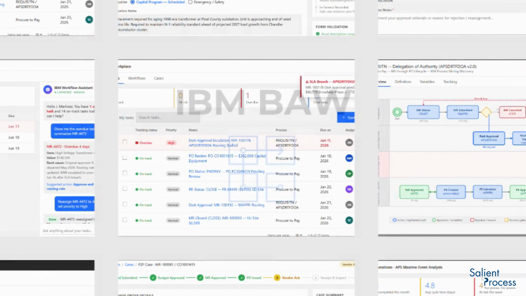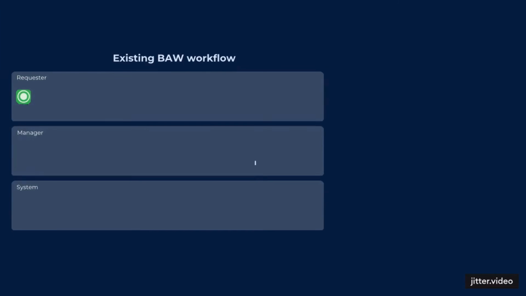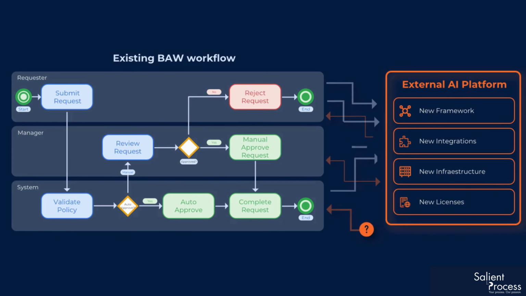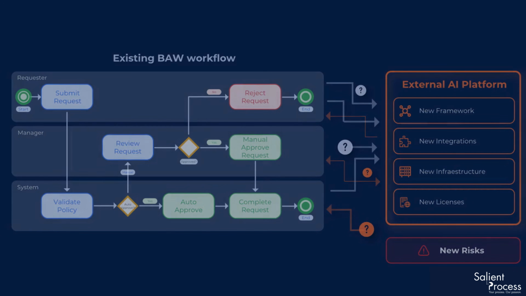Your team has IBM BAW. Leadership wants agents. That means new framework, new integrations, new infrastructure, new risk. How do you do it without the tech debt?